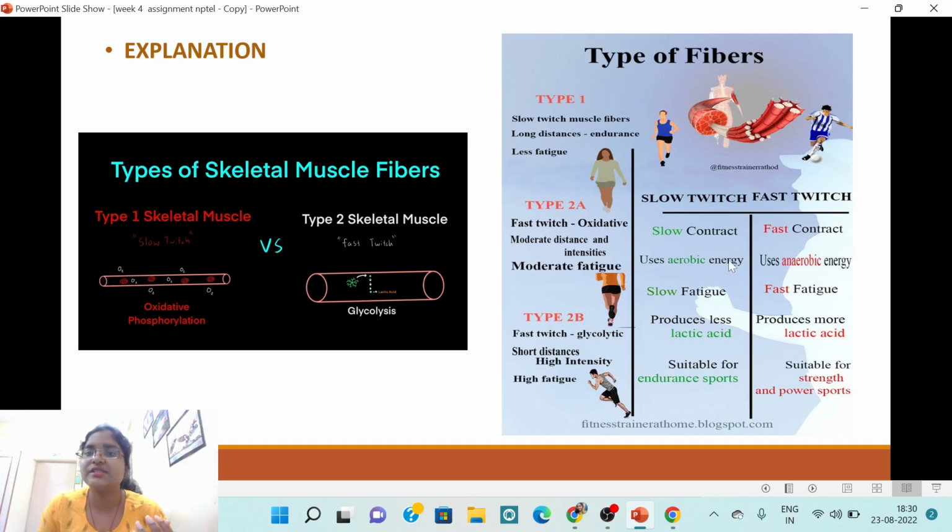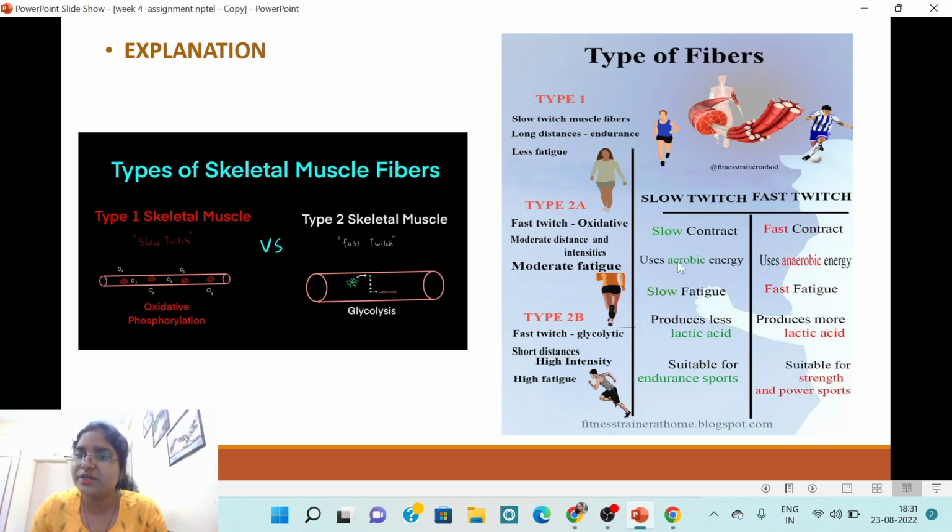And the slow twitch muscle fiber uses aerobic energy. That aerobic energy involves ATP, right? That is the oxidative phosphorylation. And the fast twitch muscle fibers use anaerobic energy, that is glycolysis, where the end product is lactic acid. Glycolysis can be aerobic as well as anaerobic, but as the end product is lactic acid, it is glycolysis related. They use this lactic acid producing glycolysis pathway for their energy.